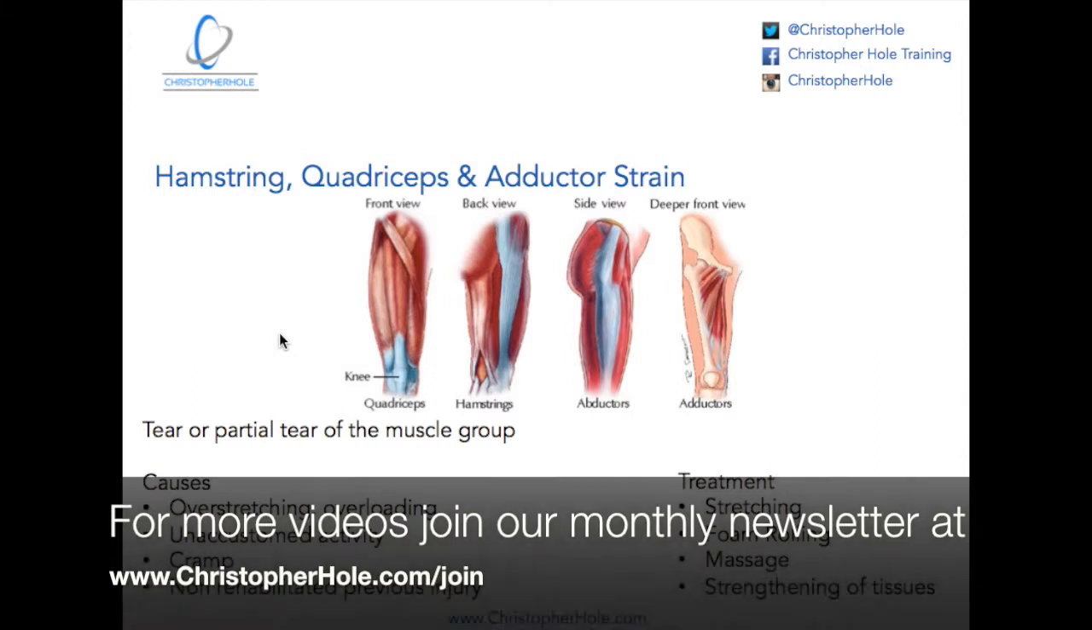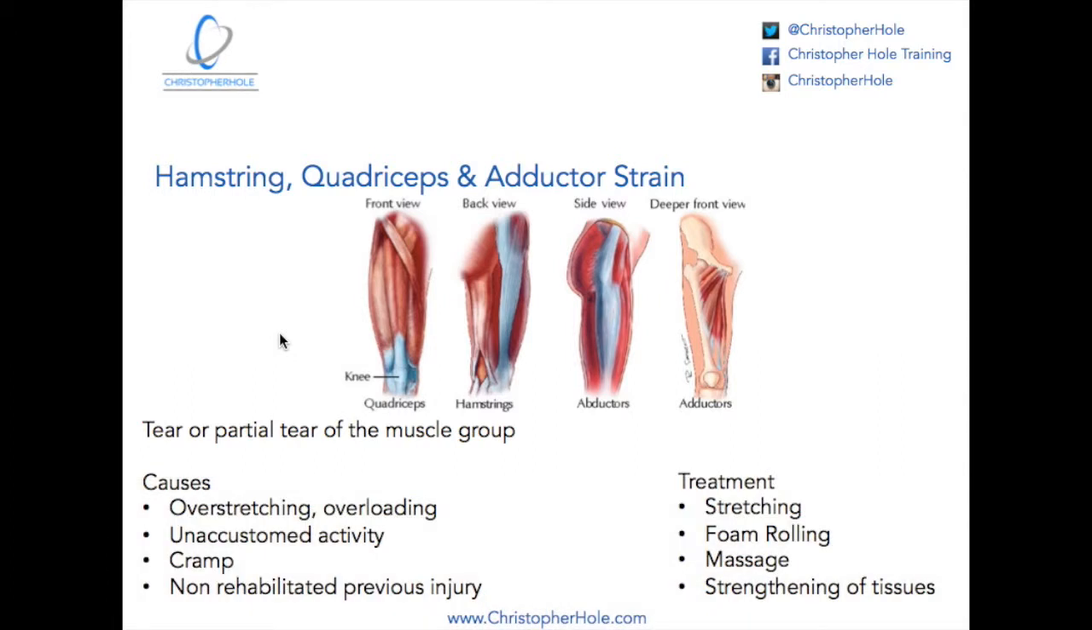We're going to be talking about hamstring, quadriceps and adductor strain. First of all we'll talk about what it is, then we'll look at the anatomy, then some potential causes and then some treatment methods that you could be thinking about.